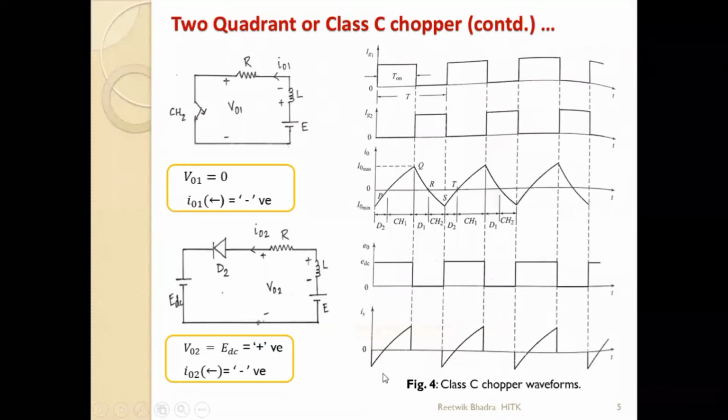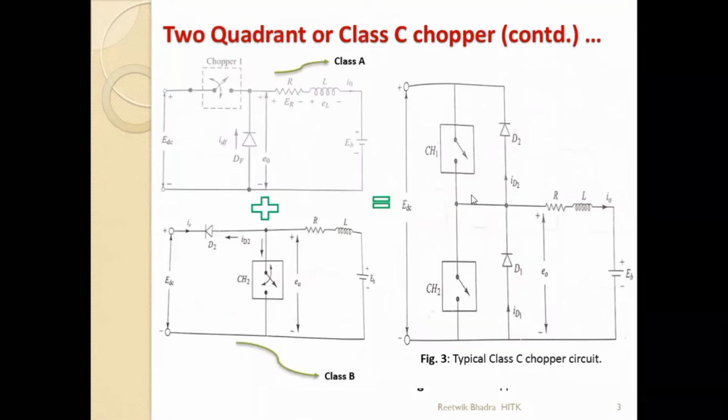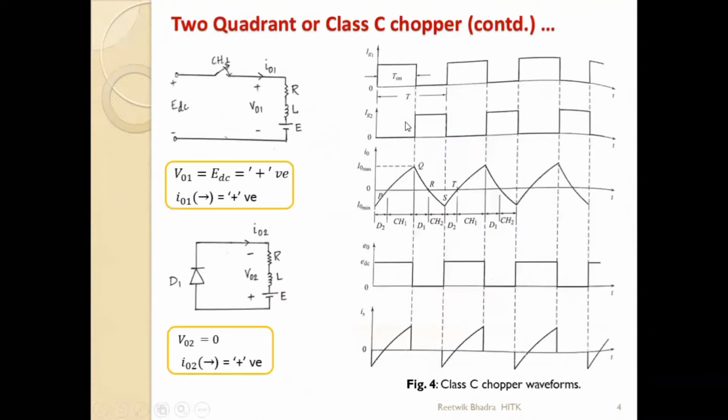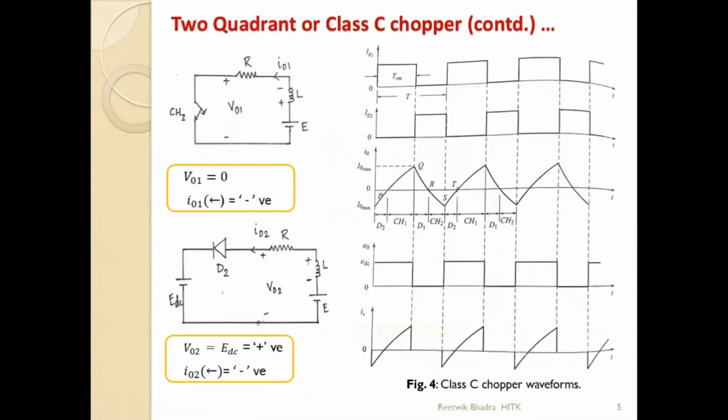Now, the source current I am leaving up to you. You can understand how the source current flows and easily plot it. I am leaving this to you as homework. IS means the current flowing from this source over here, EDC. You can easily understand the operation and do it. So up to here, if you have any problem, you can tell me.